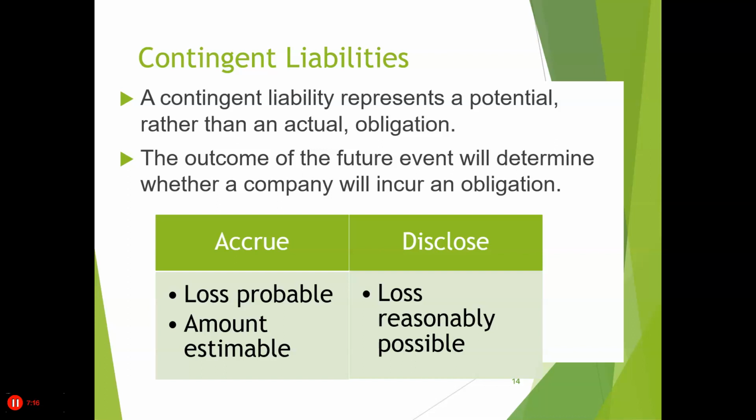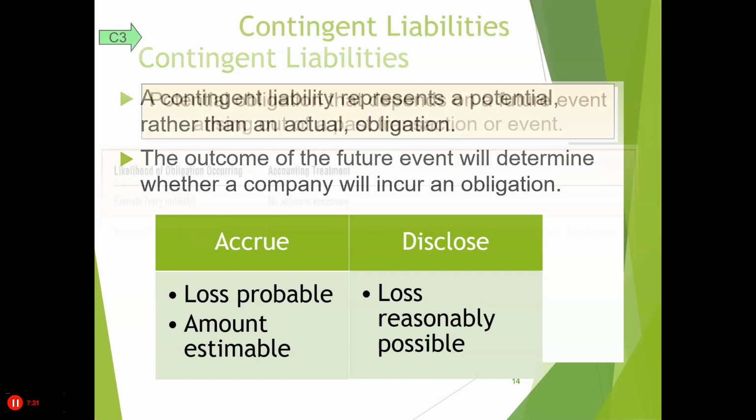Now here's another thing to remember. We do not accrue, say we just won a lawsuit and we're going to get $1 million. We cannot accrue that, okay? We cannot accrue windfalls, can't do that. You can only accrue potential liabilities because we're conservative.